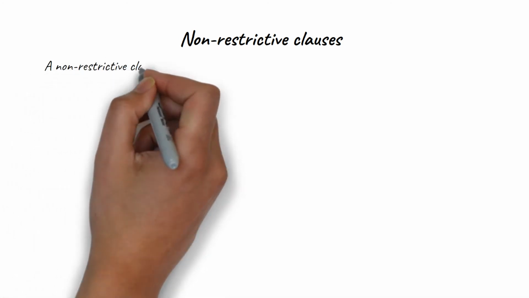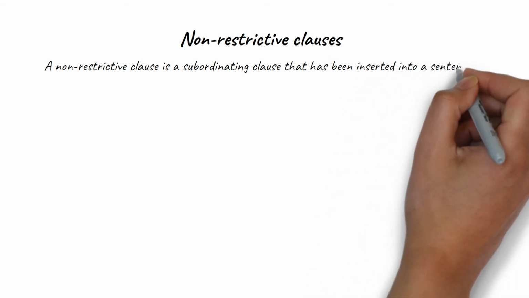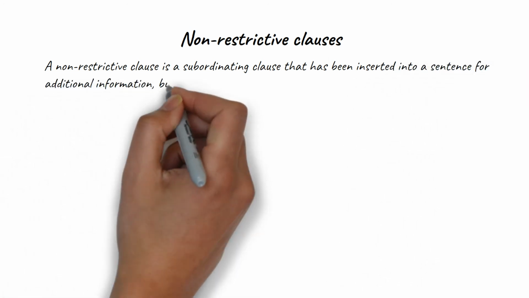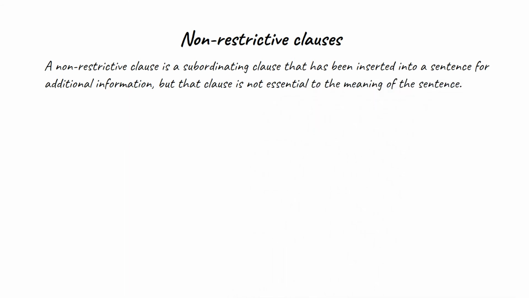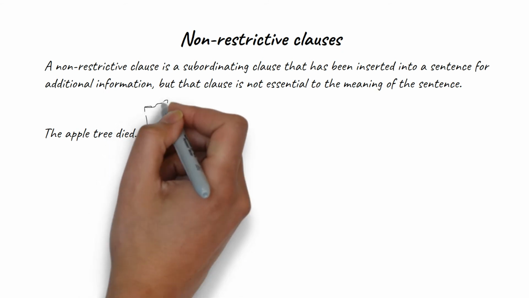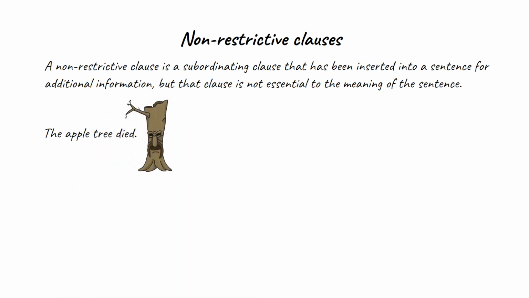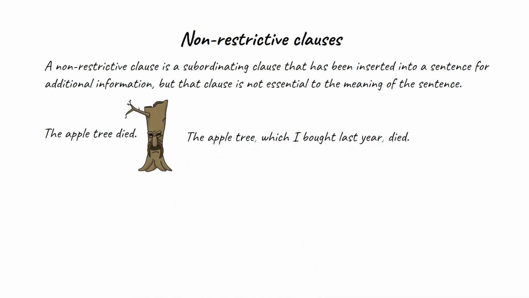Non-restrictive clauses. A non-restrictive clause is a subordinating clause that has been inserted into a sentence for additional information, but that clause is not essential to the meaning of the sentence. The apple tree died. This sentence makes perfect sense on its own. I could add more information to it if I wanted to. The apple tree, which I bought last year, died.